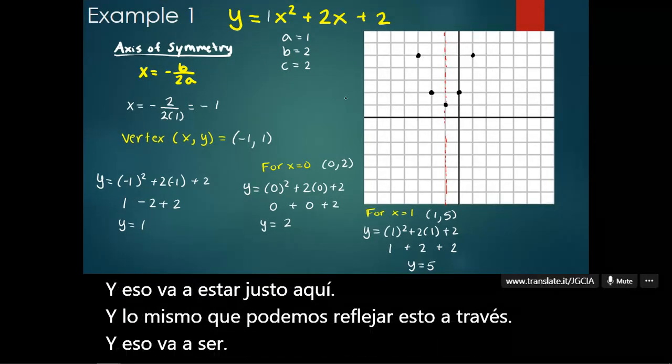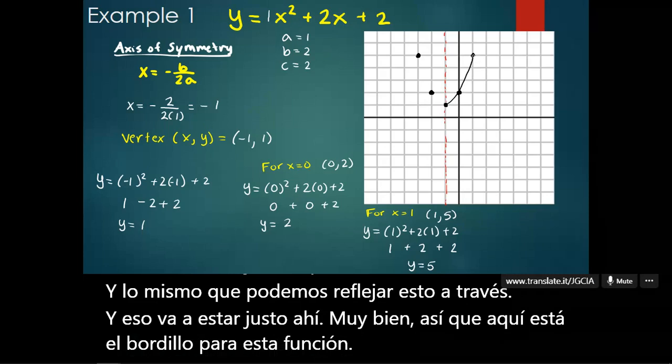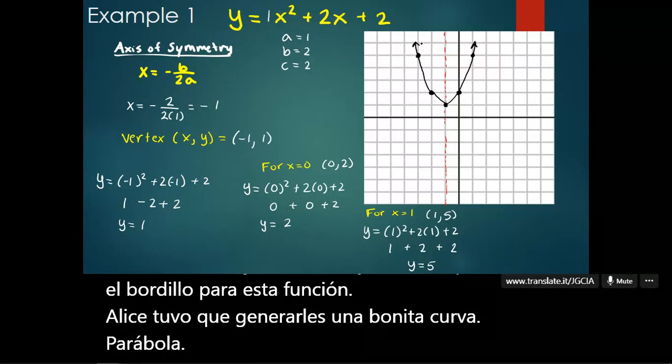All right. So here's the curve for this function. Now you just have to generate a nice curve through them, parabola, and it should look like this.